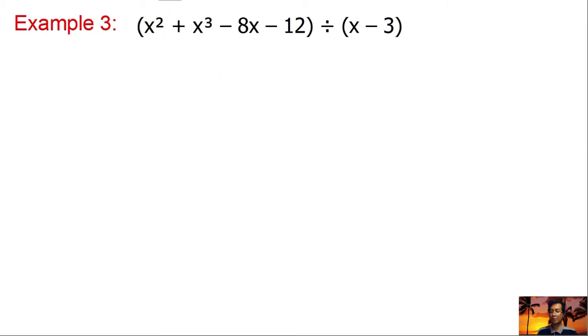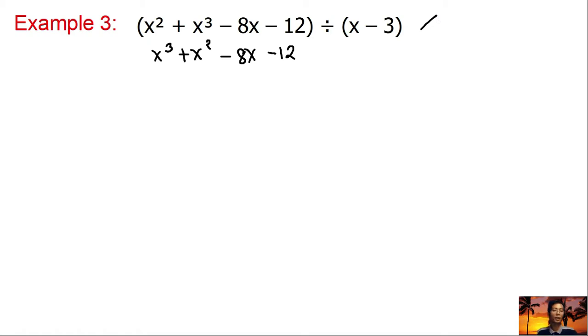Okay, let's try another example. Example number 3, we have x squared plus x cubed minus 8x minus 12 divided by x minus 3. And we are going to use synthetic division in this case. So, unang step, iayos po yung ating mga terms in descending order in terms of degree. So, dito hindi siya nakaayos. Iayos natin. So, magiging x cubed plus x squared minus 8x minus 12. So, itong divisor natin nakaayos na.